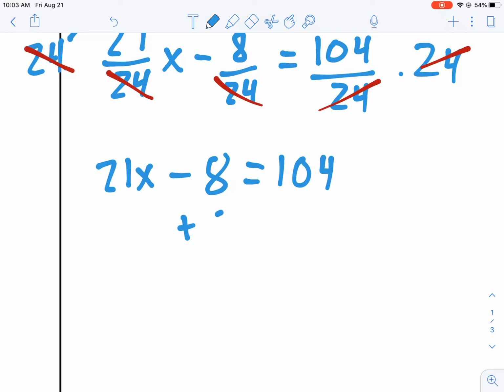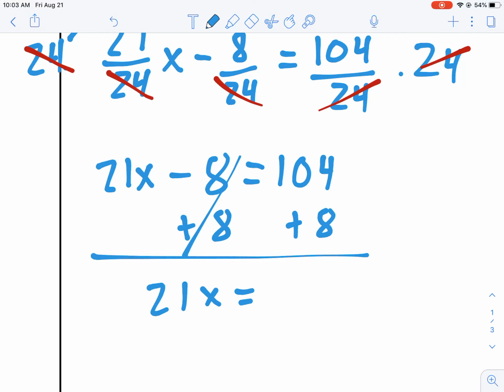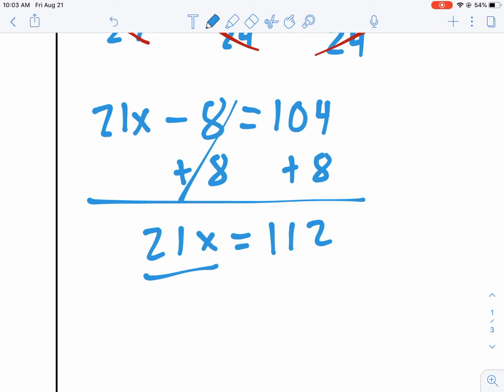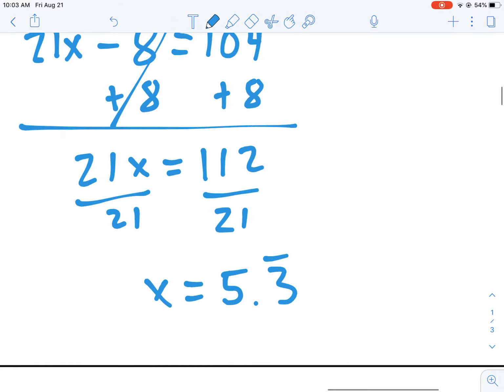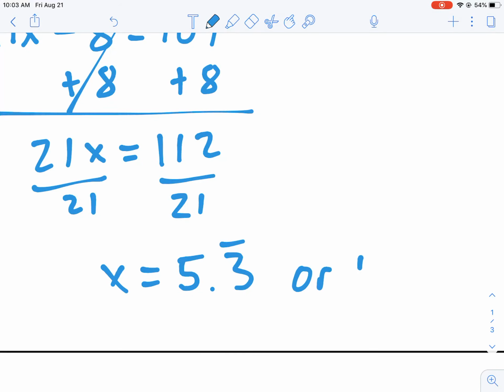So now this is just a normal problem. Add 8 on both sides. 21x equals 112. Divide by 21. I don't think 21 goes into 112, so it looks like we're going to get a decimal here. Yeah, so we've got 5.3 repeating, or 5 1/3.